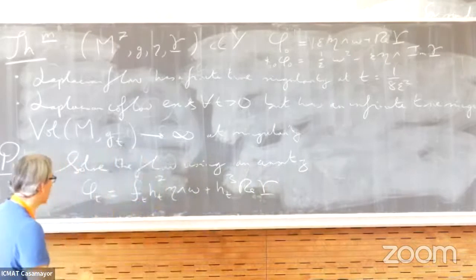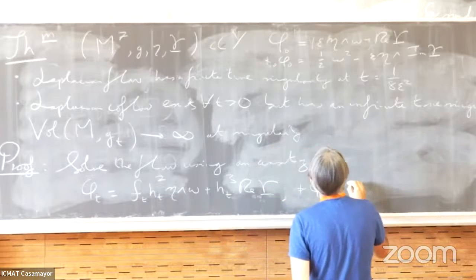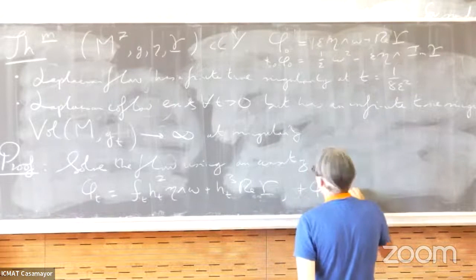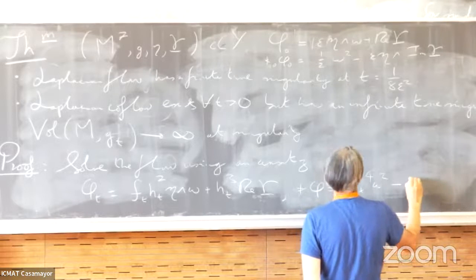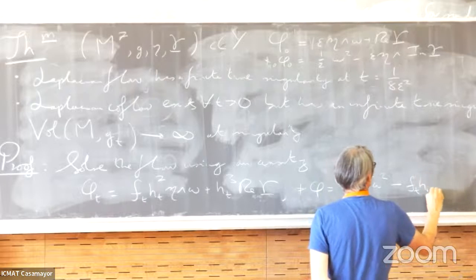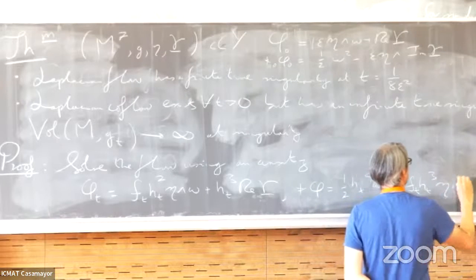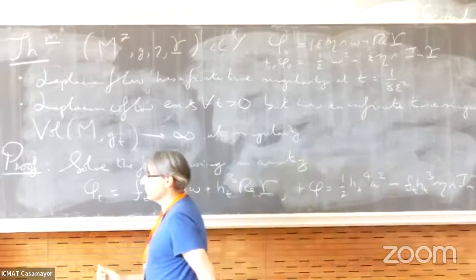Okay, and you can write down star phi as well. Actually, let me do it. So star phi is 1/2 h_t to the 4 squared minus f_t h_t cubed. Okay, so you write down this ansatz.